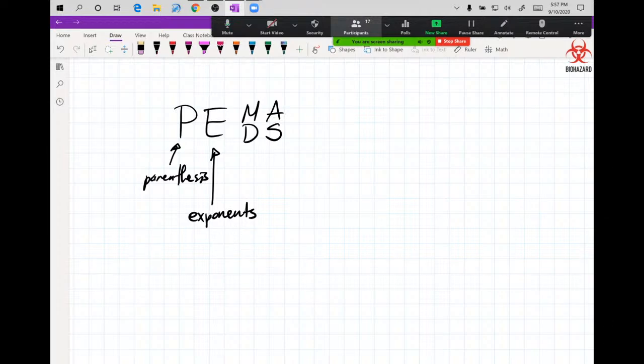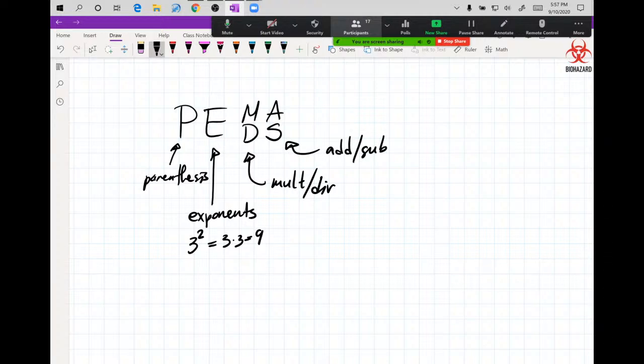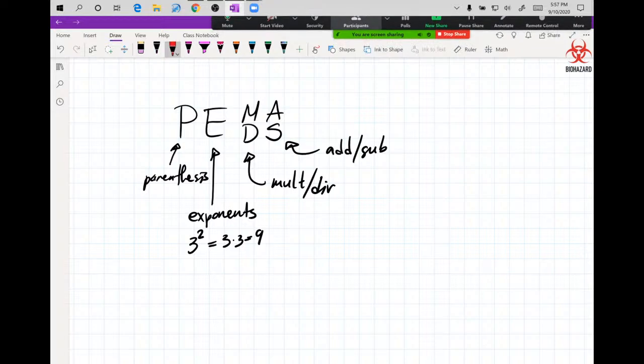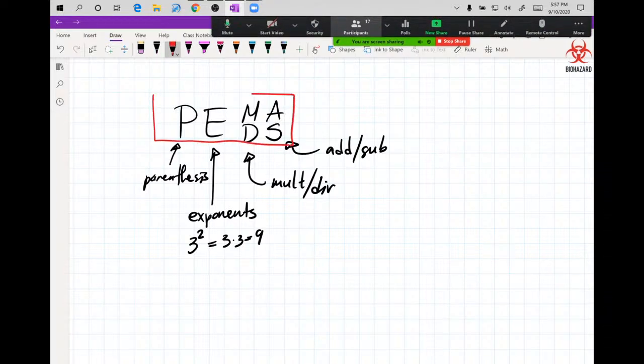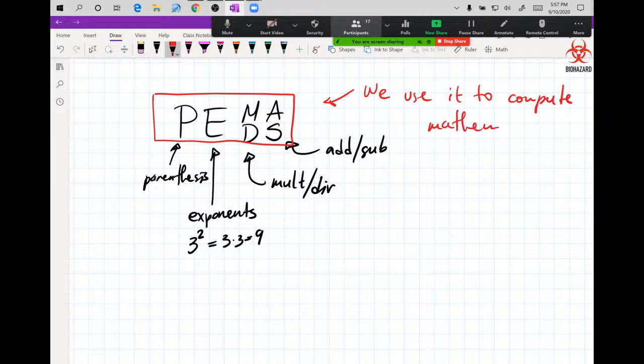Actually, let's write the whole thing. 3 squared is equal to 3 times 3 equals 9. So exponents. Then you have your multiplication, division, whatever is first. And then you have your addition and subtraction, again, whatever is first. So that's the PEMDAS. And order of operations are there to compute expressions. So we use it to compute mathematical expressions.